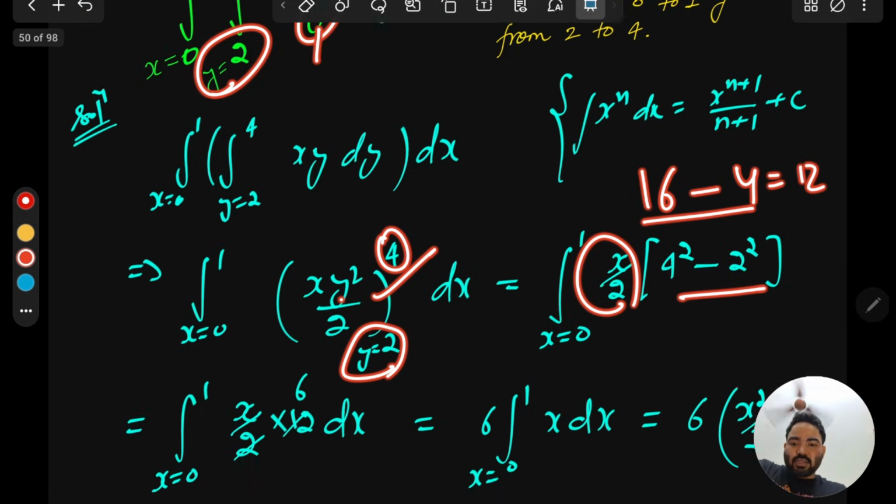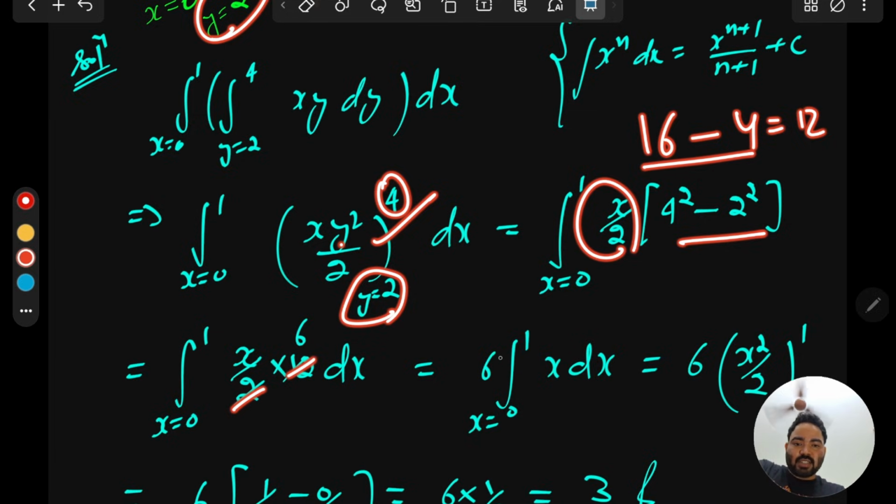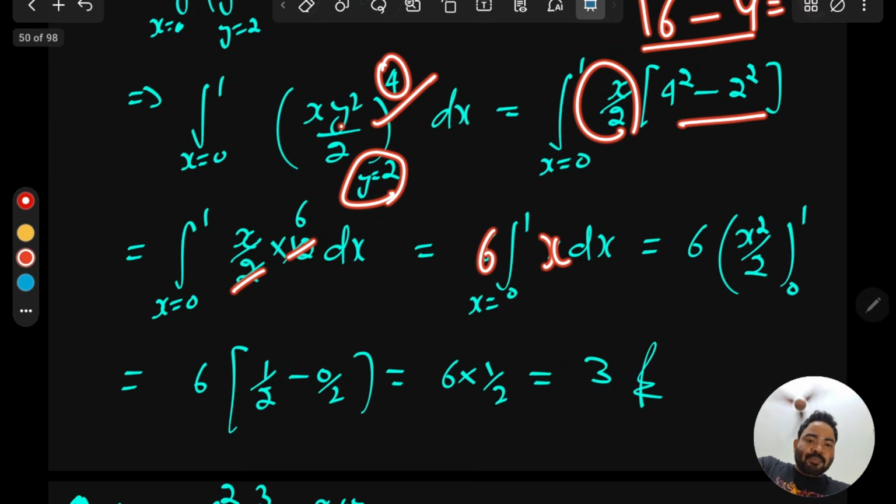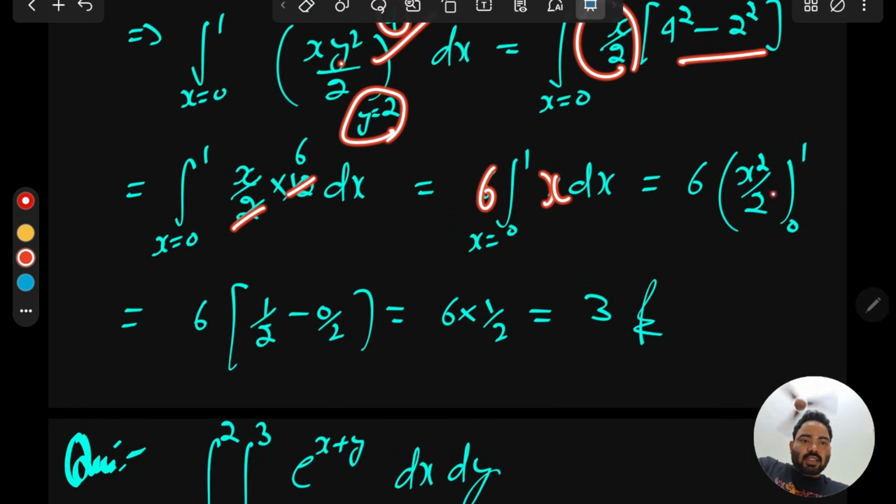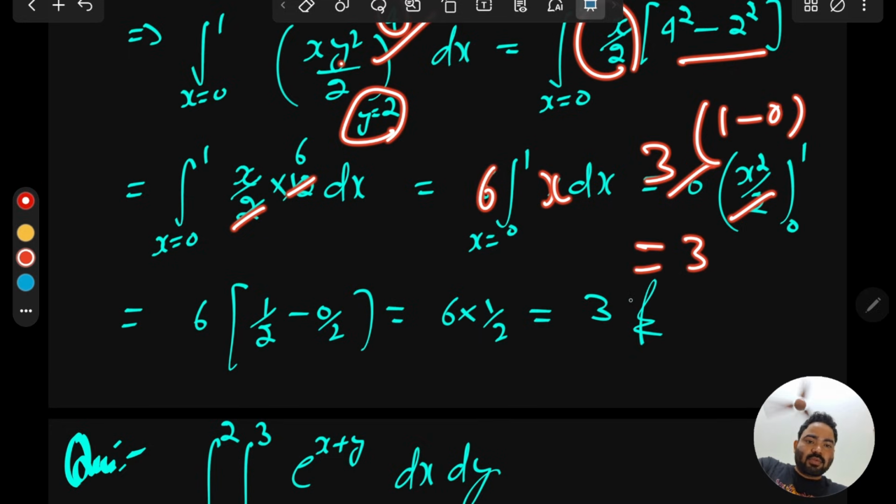You can take 12 outside, or you can just divide. You will get 6, and 6 you can take outside. Now you are left with x. Now just integrate the x. So integration of x is x square upon 2. Either you can divide first and after that put the limit, or put the limit first and after that divide. So this will give you 3 as the answer.